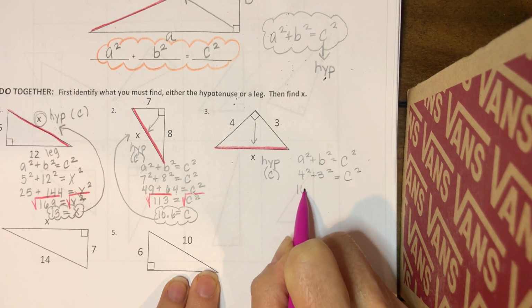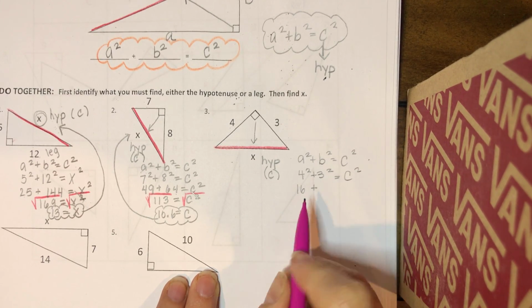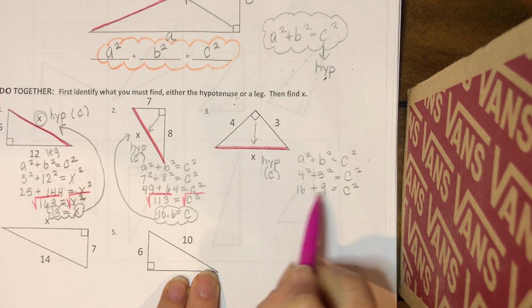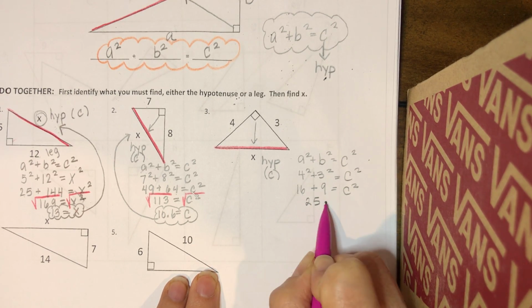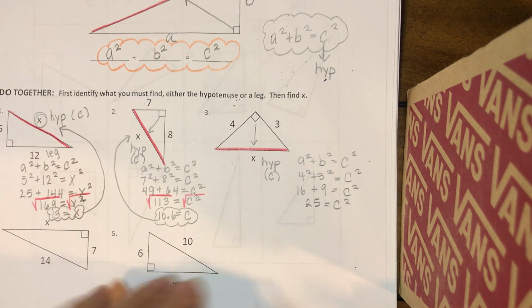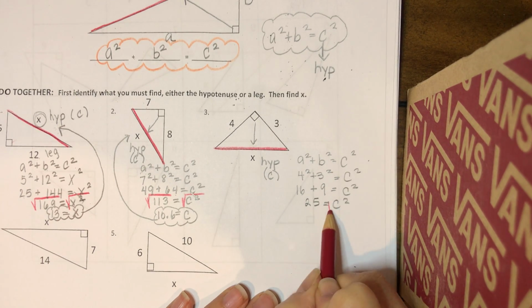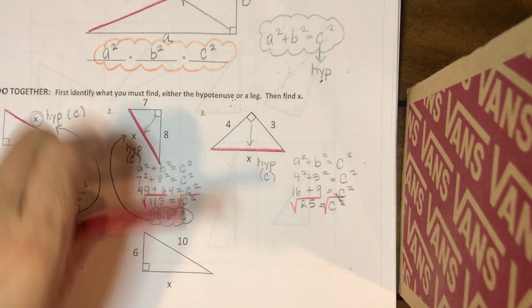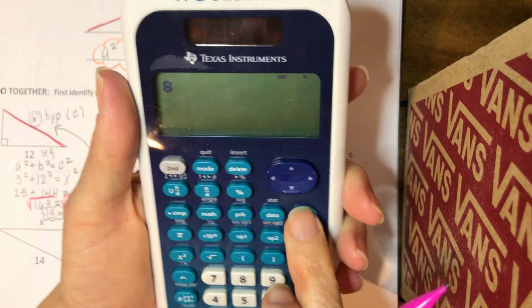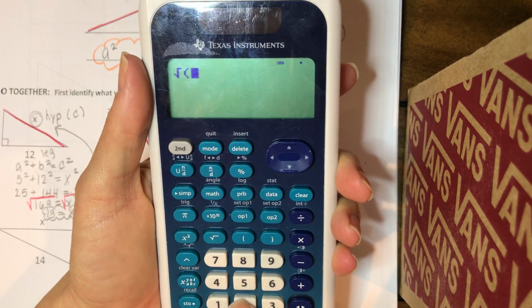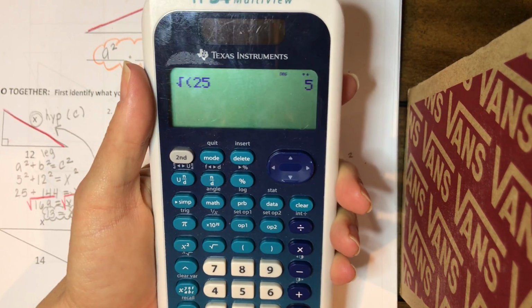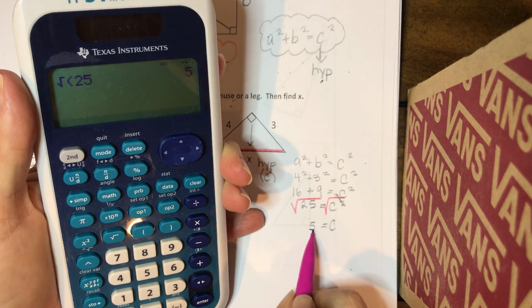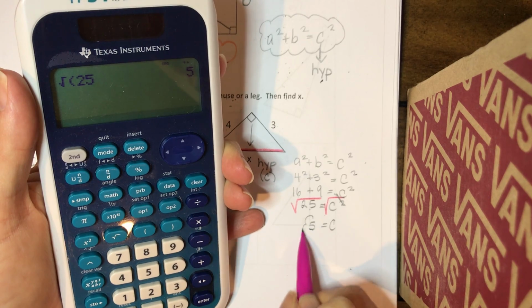4 squared is 16. 3 squared is 9, equals c squared. 16 plus 9 is 25, equals c squared. Take the square root. That cancels out. When we do the square root of 25, we get 5. So c equals 5, because 5 times 5 gives me 25.